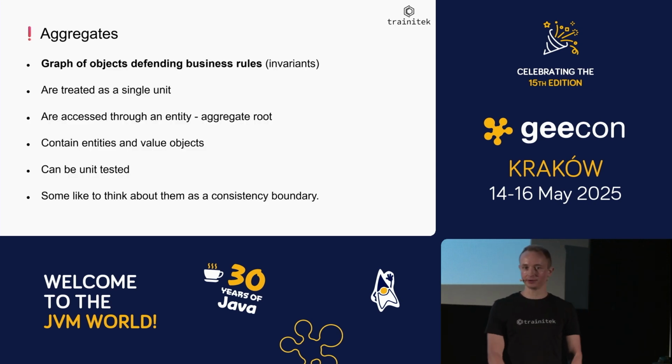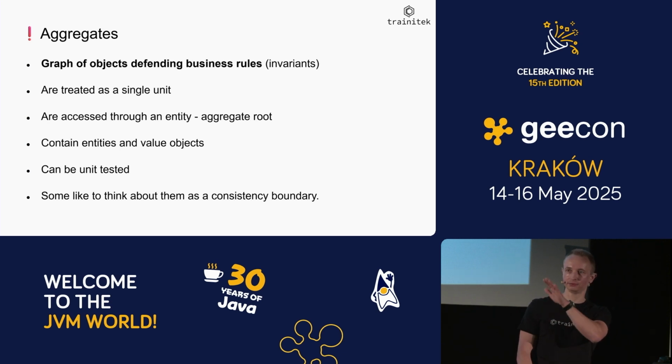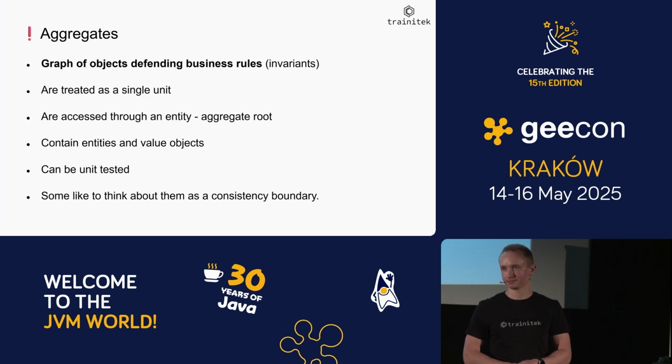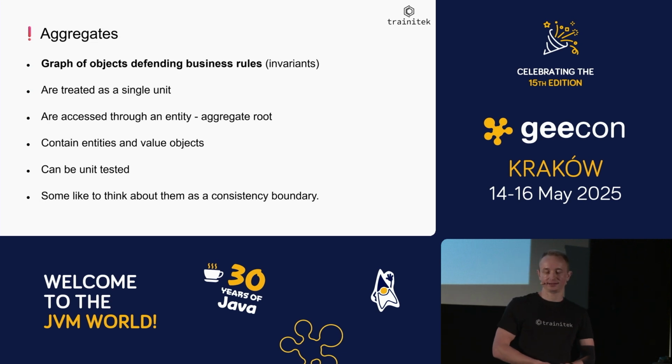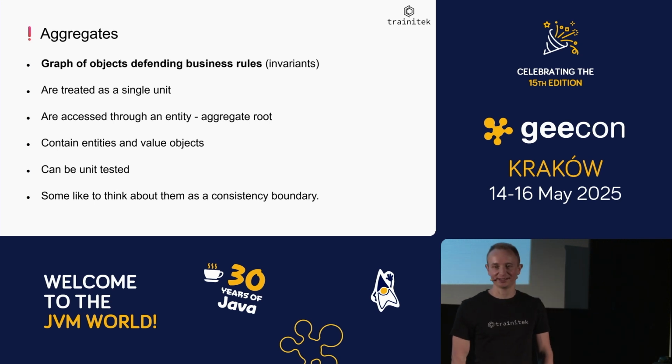And now we're going to aggregates. So it's a kind of a lot of text. I will quickly read it just to know this, and then I will present you a picture. So aggregates are graphs of objects defending business rules, or invariants. So invariants actually came from mathematics, which means something that always holds true. So I will use invariants and business rules interchangeably. Aggregates are treated as a single unit. They are accessed through one entity, the aggregate root. They can contain entities and value objects, can be unit tested, and some like to think about them as a consistency boundary. So it's important to remember this consistency boundary wording.